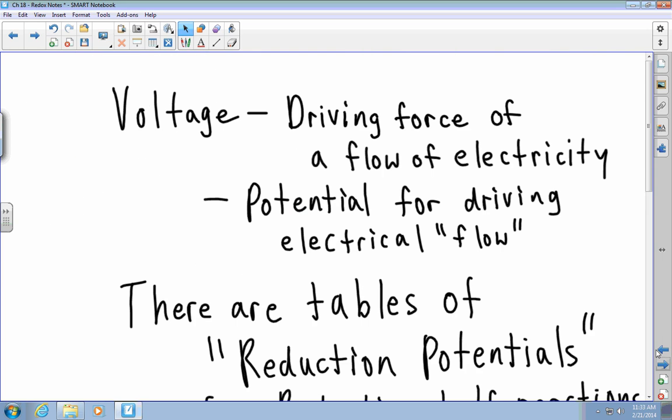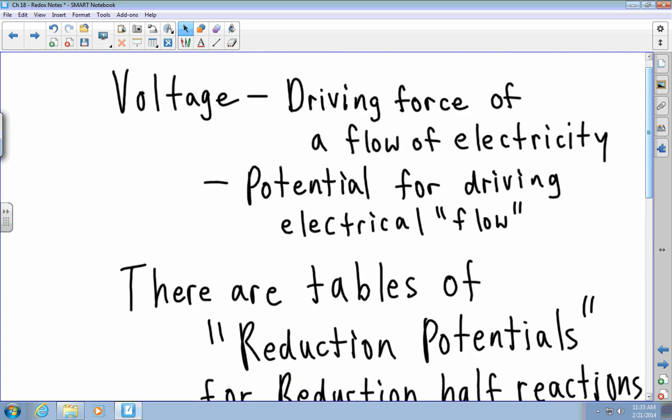Okay, so now what we want to talk about is voltage. Voltage is a property measured for electrochemical systems or electrical systems, and it's kind of like potential energy. It's the driving force, it's the potential. Sometimes they call it a potential or a potential difference. It's the potential for driving the flow of electrons. And electricity is really a flow of electrons.